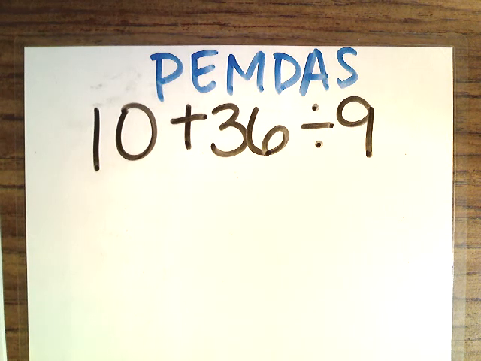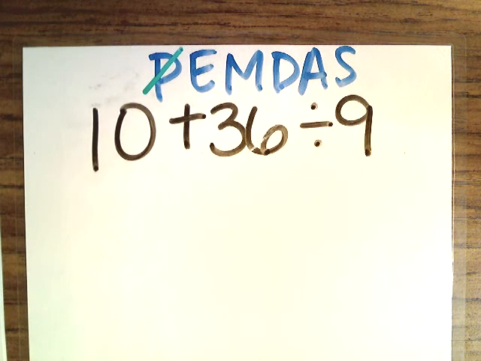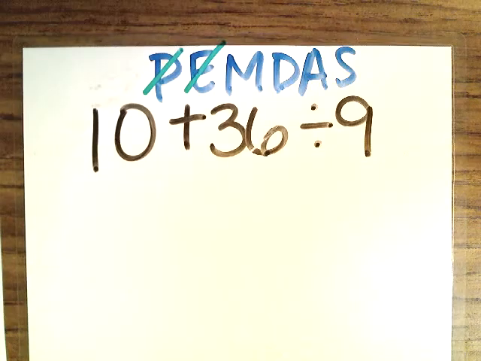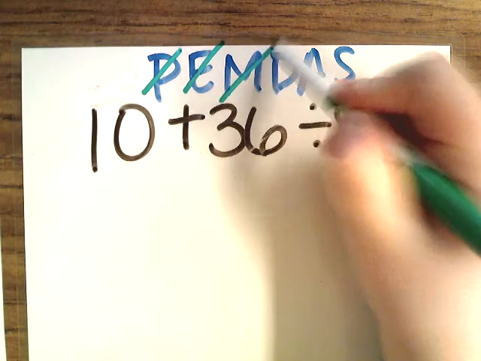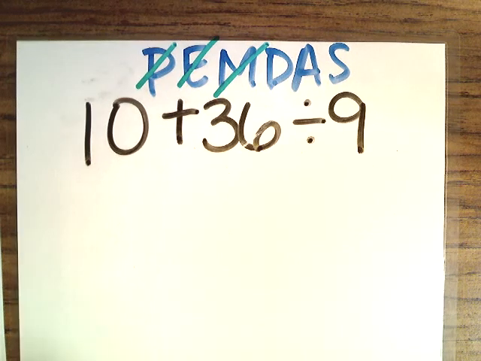Okay, we have parentheses. I don't see any parentheses in this, so we get to cross it off. Exponents. I don't see any exponents, so we get to cross it off. Now, the beautiful part about this is, guess what? No multiplication either, so we're going to cross it off. Division. We do have division in this problem, okay?